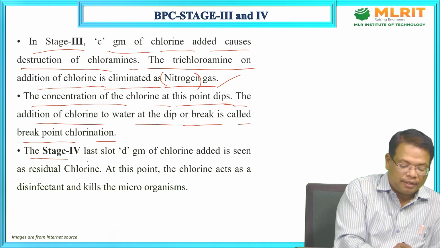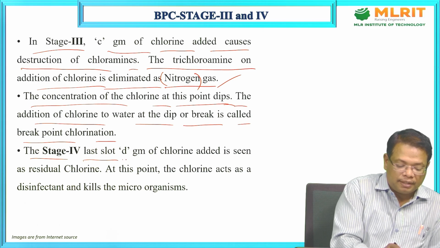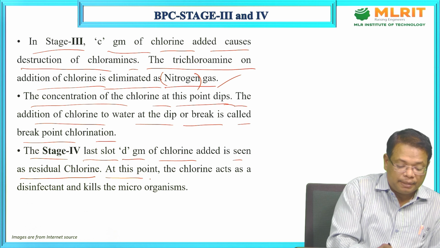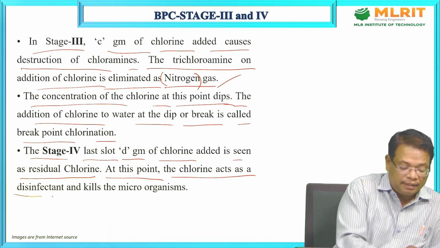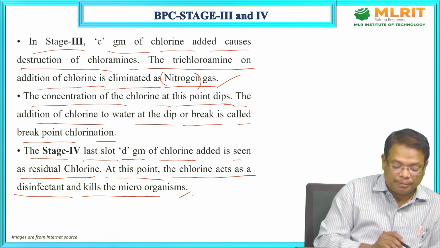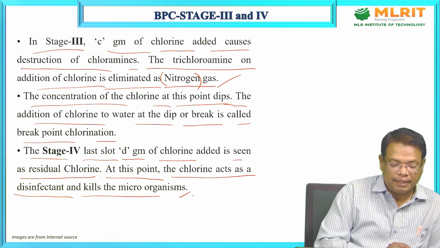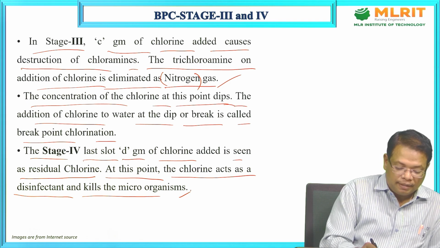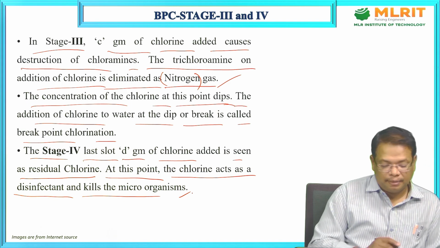Stage 4, the last slot: d grams of chlorine added is seen as residual chlorine. At this point, the chlorine acts as a disinfectant and kills the microorganisms. So from here onwards, in the 4th stage, the addition of chlorine will finally kill the microorganisms.